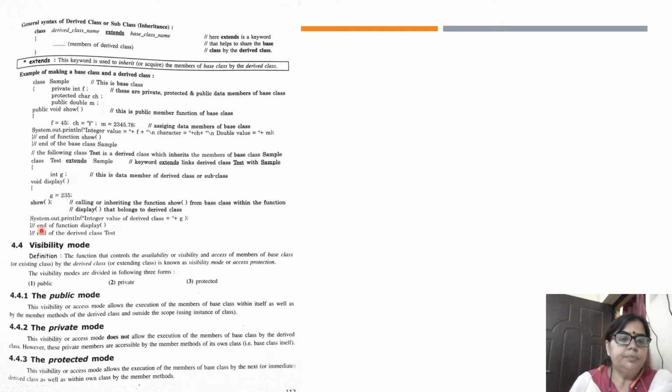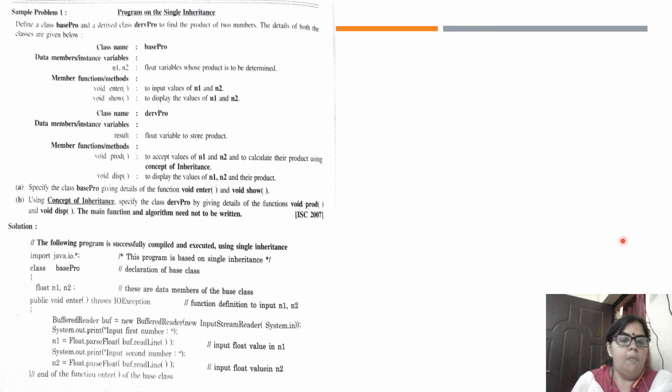Now, what are the visibility modes for this? There are three types of visibility modes. We can put inheritance in public, private or protected mode. Now next, here is another sample program of single inheritance. Here the program has been given. The main class name will be base pro and the derived class name will be derived pro. Go through this example, students.